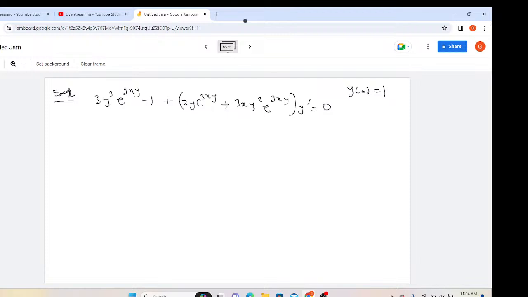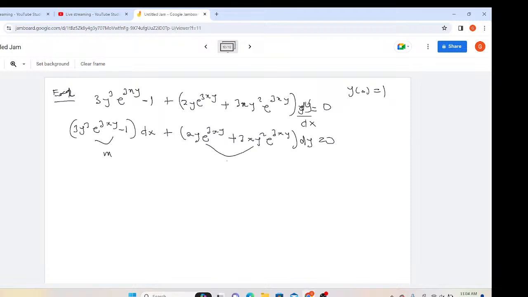We know y prime is dy by dx, so we can put dy over dx here, and then multiply through by dx. So we now have 3y cubed e to the 3xy minus 1, everything dx, plus 2y e to the 3xy plus 3xy squared e to the 3xy, dy equals 0. So these are m, and this one is n.